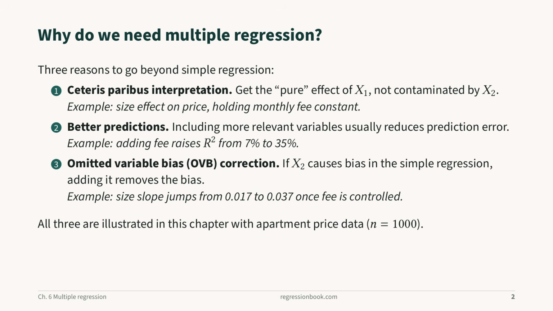Third, omitted variable bias correction. The size slope jumps from 0.017 to 0.037 once the fee is controlled. All 3 run through the same 1,000 apartments.